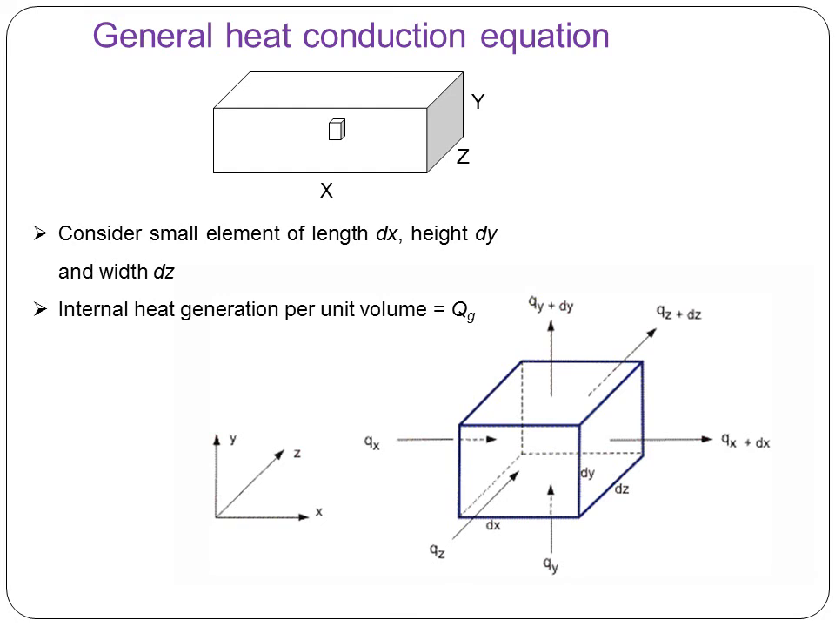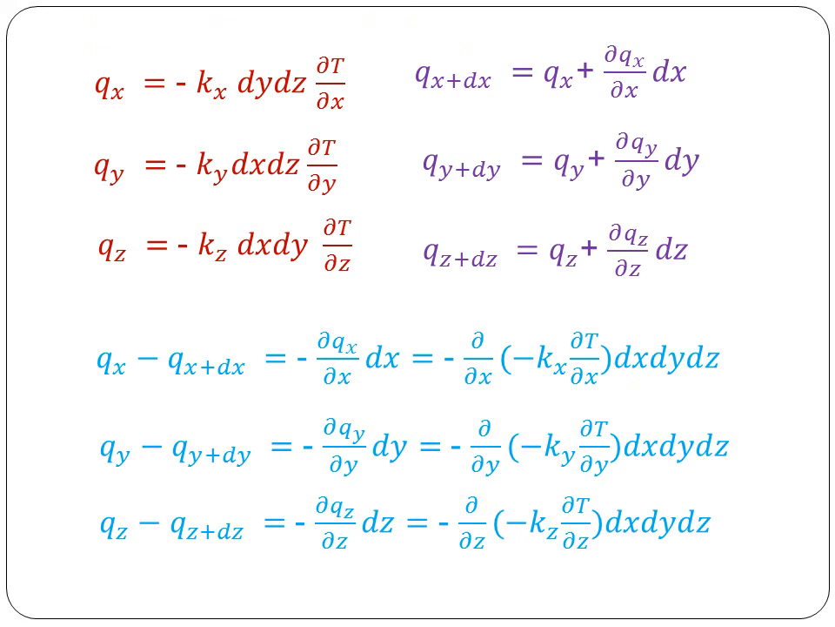Once this is understood, we can write an expression for Qx and Qx plus dx. In the x direction we have Qx equal to minus Kx into the area. The area perpendicular to the x direction is dy into dz, where dy is the height of the element and dz is the width, into del T by del x. This is the temperature gradient in the x direction. Similarly, in the y direction you have minus Ky, the area is dx into dz, and del T by del y is the temperature gradient in the y direction.